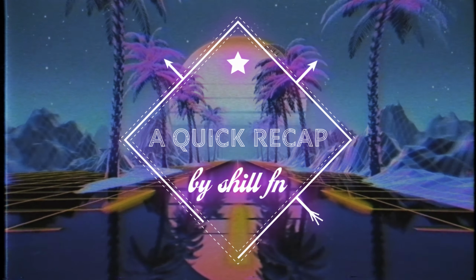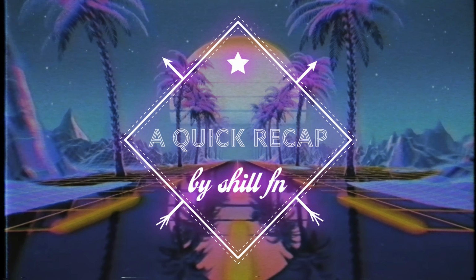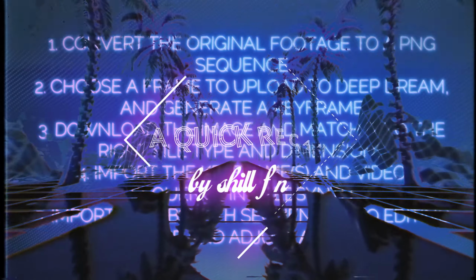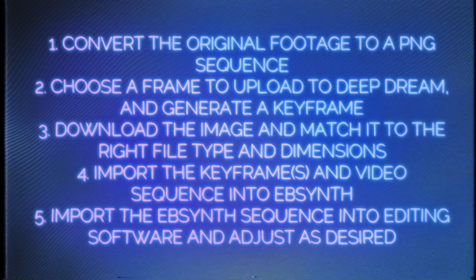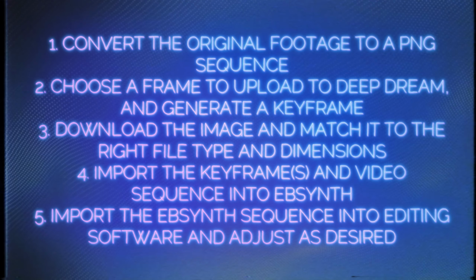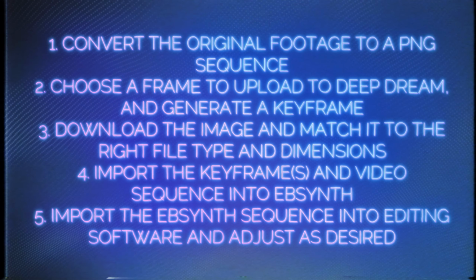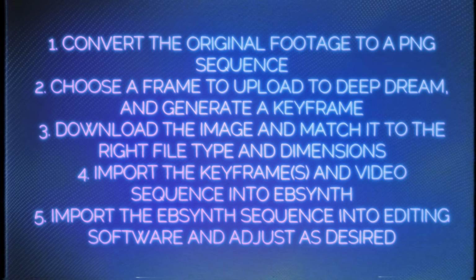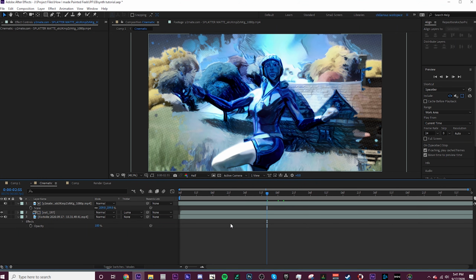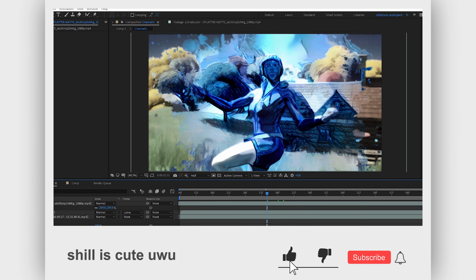So, a quick recap of what I did. I converted the original sequence to a PNG sequence, I chose the frame to upload to Deep Dream and generated a keyframe, and then I downloaded that image and matched it to the right file type and dimensions, and then I imported the keyframes and video sequence into Ebsynth, and then I took that Ebsynth sequence into editing software and adjusted it as I wanted. And that was pretty much all of it, so it's a pretty simple process for an effect that looks cool and stands out.